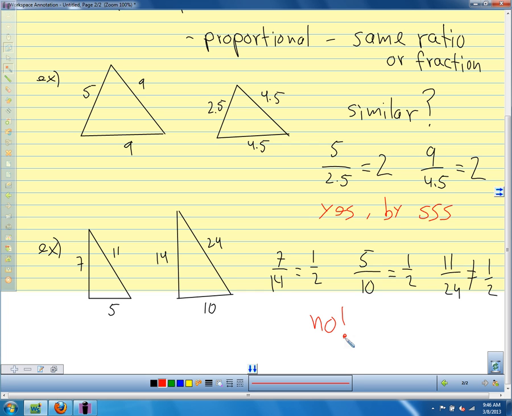So side, side, side, we don't have to worry about the angles. All we have to worry about is the sides. Make sure all the sides are proportional. They make the same ratio, make the same fraction, and we're all set. That guarantees us that the triangles would be similar.